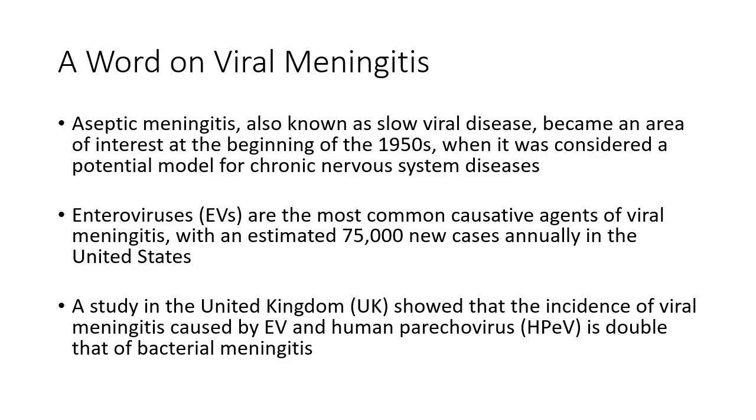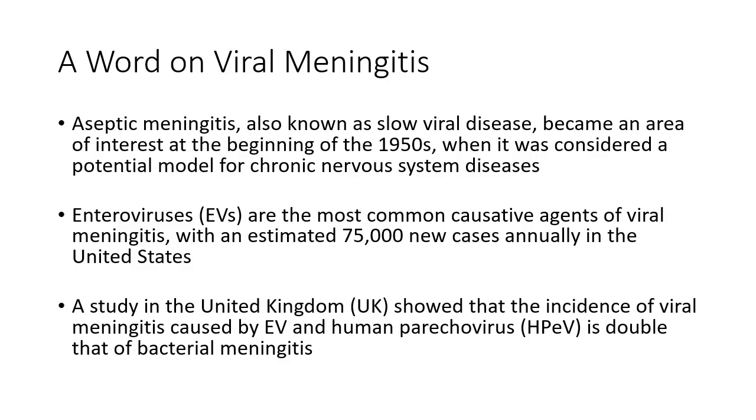So aseptic meningitis, also known as slow viral disease, became an area of interest at the beginning of the 1950s when it was considered a potential model for chronic nervous system diseases. Aseptic meningitis often just refers to when there is no causative agent found in a suspected meningitis case. This could be because it was simply not found on the testing that was done, or that it was caused by an agent that we are not able to test for, or where our tests are not particularly good at detecting certain agents.